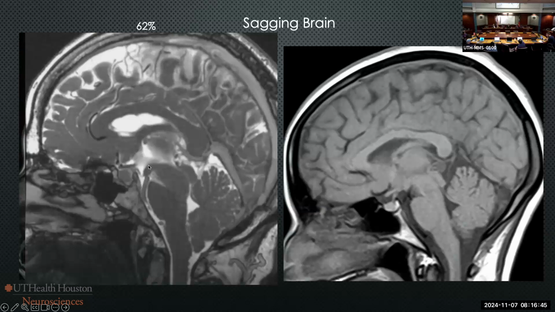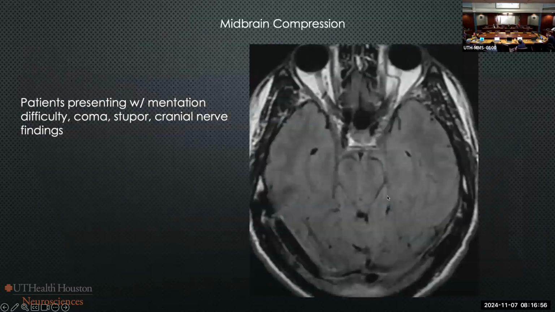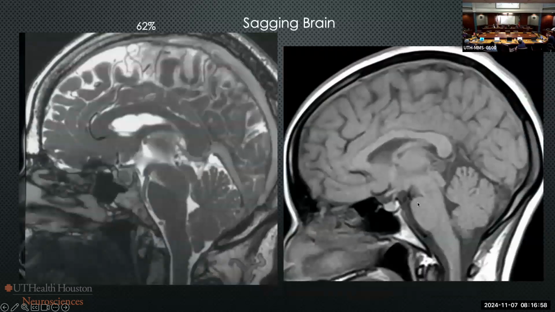Look at where the floor of the third ventricle is relative to the dorsum sella. And I've included a normal here for you, floor of the third, dorsum sella. So you see that we've lost our suprasellar cistern. We've lost it in this case. The chiasm drapes over the dorsum sella.